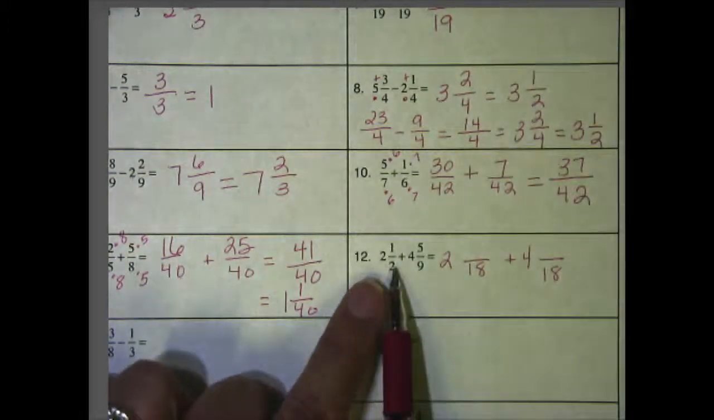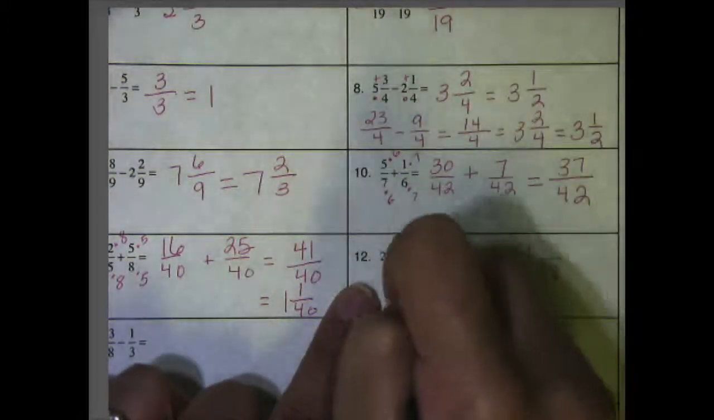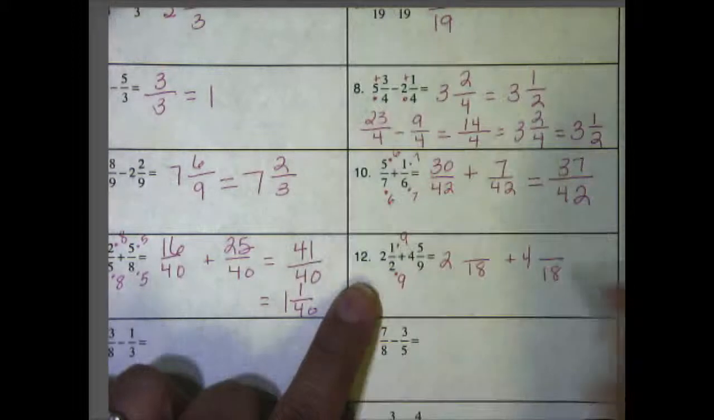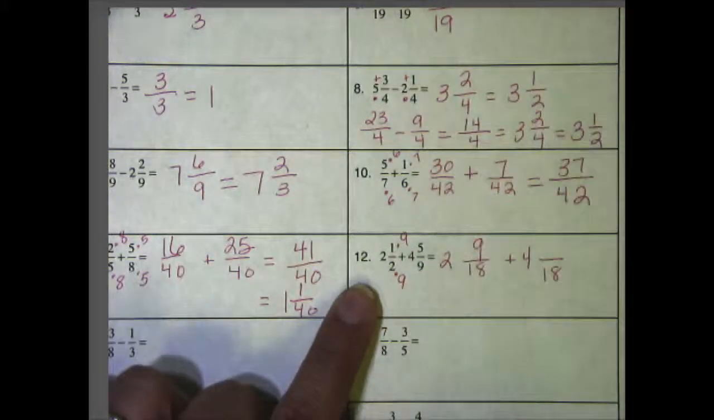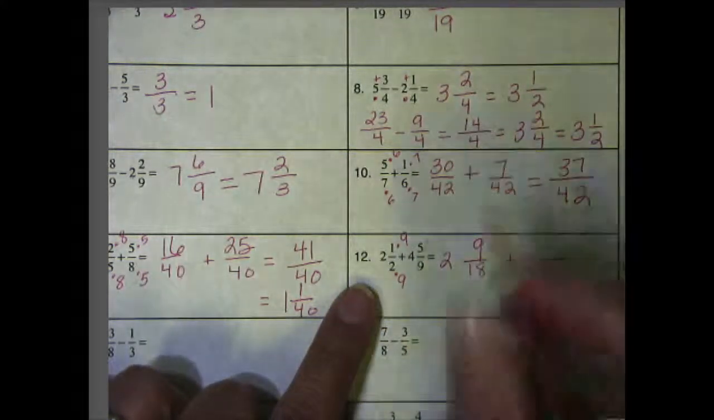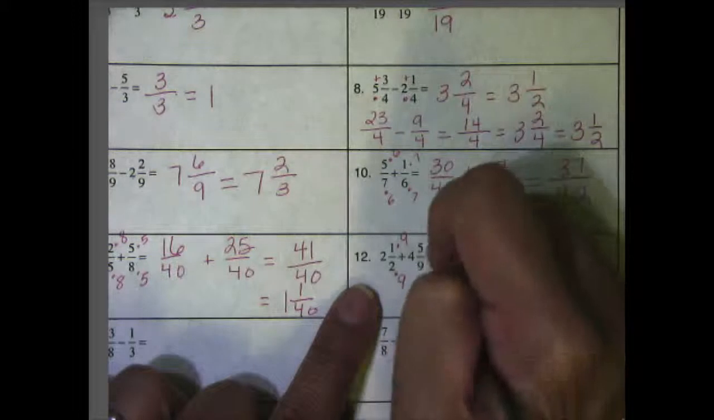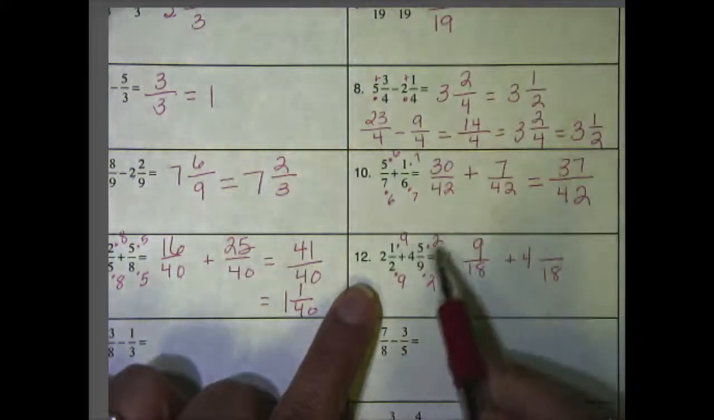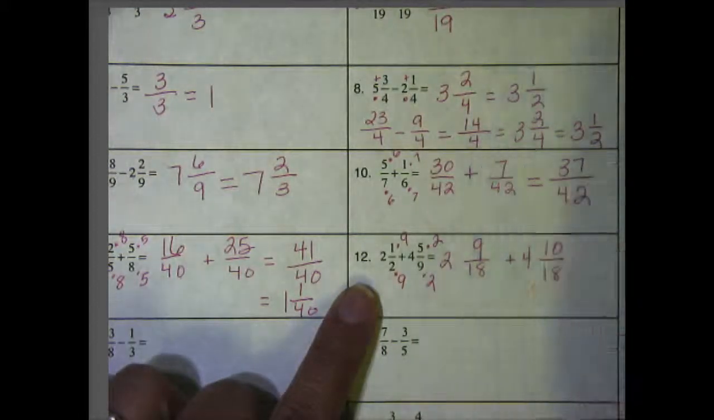So to get 2 to 18, I multiply by 9. So I multiply my numerator by 9. 1 times 9 is 9. To get 9 to 18, I multiply by 2. So I'm multiplying my numerator by 2. 5 times 2 is 10.